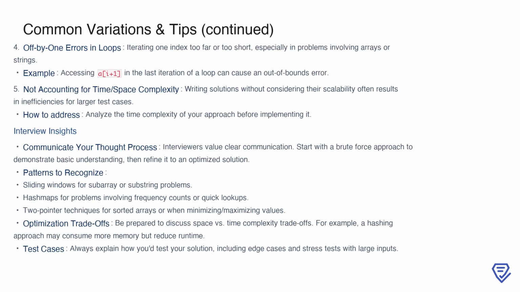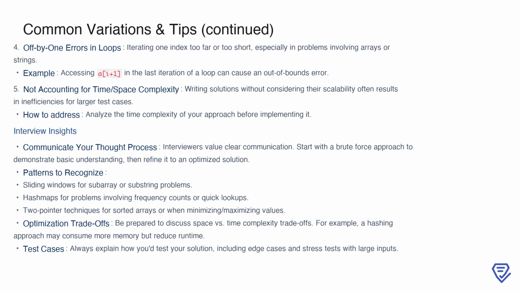Another common mistake involves off-by-one errors in loops. These can occur when iterating over arrays or strings, such as trying to access an element beyond the last index, which leads to out-of-bounds errors. A simple example would be accessing i+1 during the final iteration of a loop. To prevent this, double-check your loop conditions. Additionally, failing to account for time and space complexity can make your solution impractical for larger test cases. Always analyze the scalability of your approach early on.